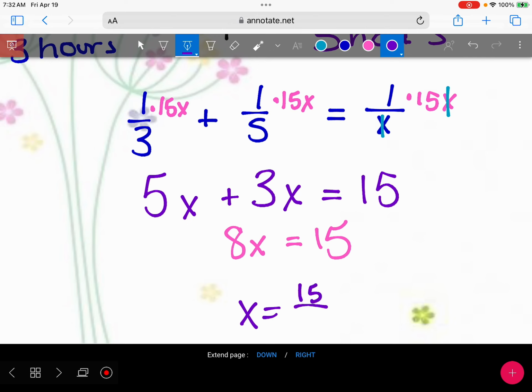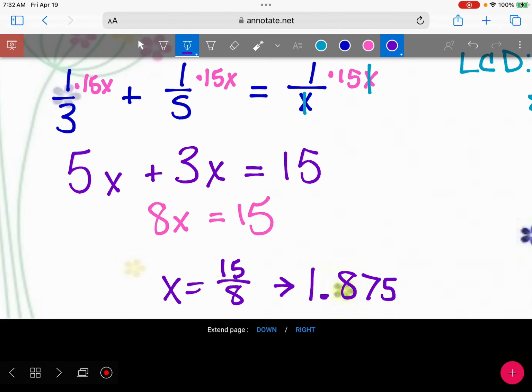Which is great, but not super helpful if I'm talking about like time. I don't know what 15/8 of an hour is. But we can put it as a decimal by typing that in the calculator and getting 1.875 what? What is our x again? 1.875 what's? Hours.